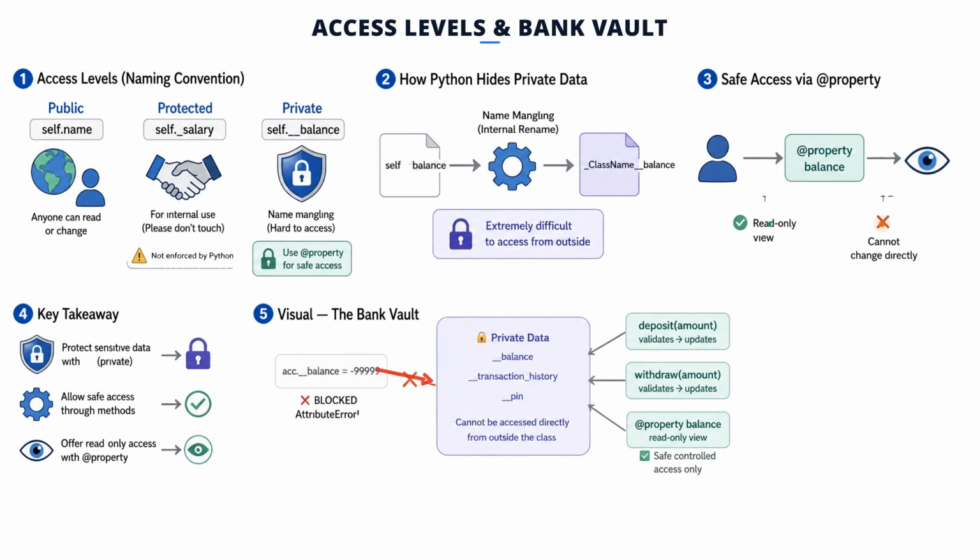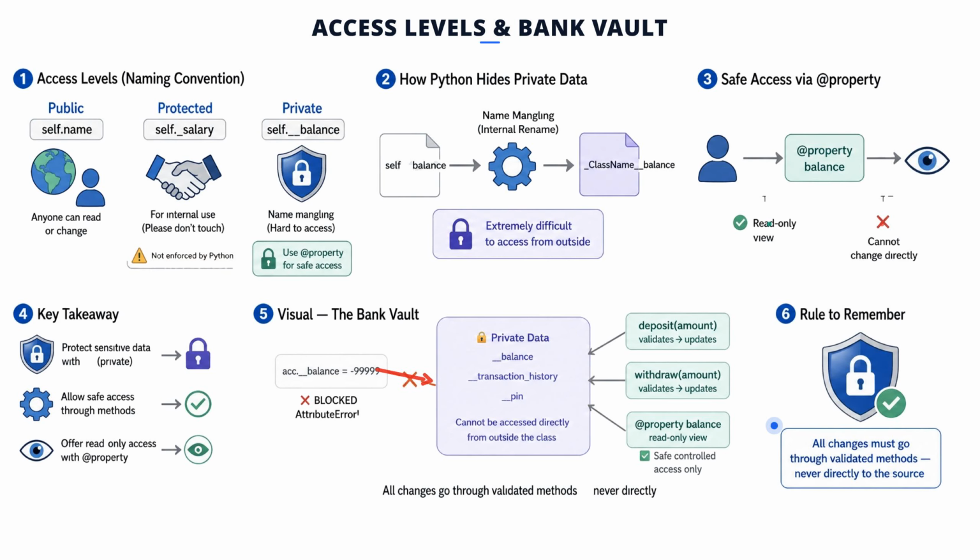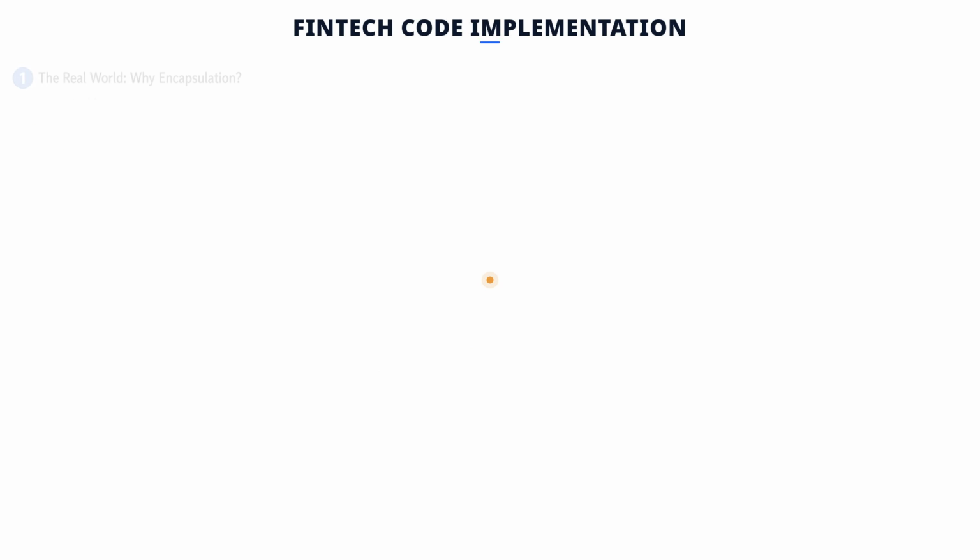This perfectly illustrates our golden rule. All changes must go through validated methods, never directly to the source. This concept isn't just theoretical. It becomes an absolute legal necessity when dealing with real-world financial applications. In the real world, especially in the Indian fintech sector with companies like Razorpay, Paytm, and PhonePe, encapsulation isn't just a best practice, it is a legal necessity.